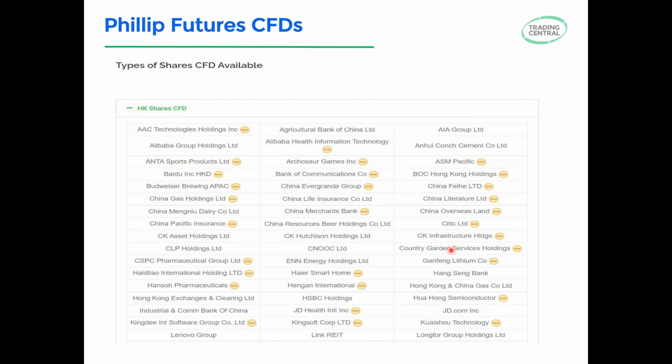Now most of the stocks I'm discussing today have corresponding CFDs available with Phillip Futures. So this is the one I want to point out.